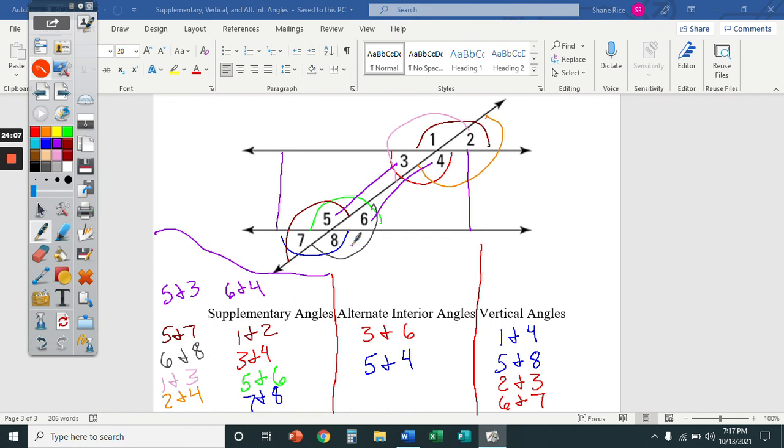Okay. So when we get to class tomorrow, we'll have an assignment looking at these relationships, using these relationships to solve problems. All right.